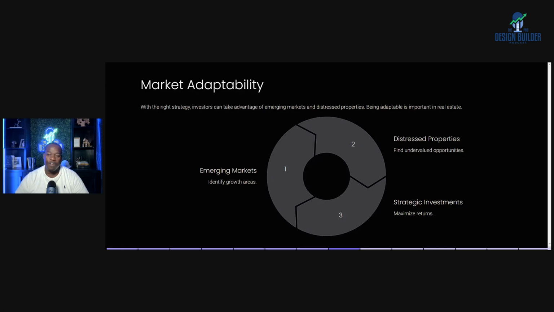All right. So also distressed properties, anything that's bank owned or short sale or properties that are under duress are going to be considered distressed properties.